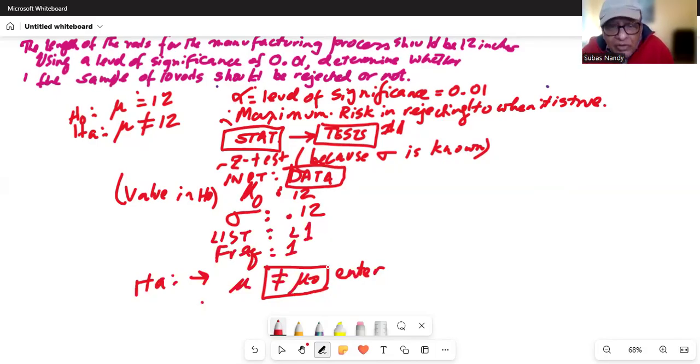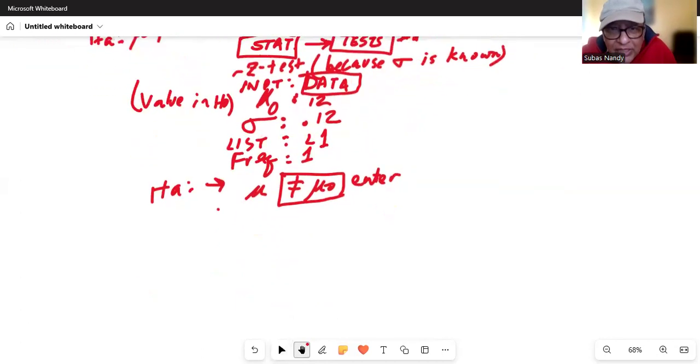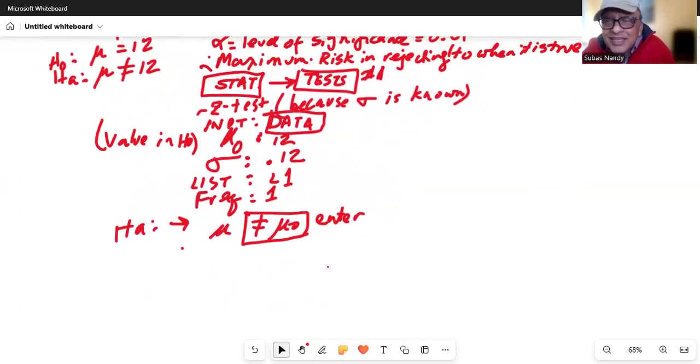So what will we calculate? We will calculate a test statistic, which will be a Z, and we will also calculate the probability value associated with this test statistic. So let's calculate.